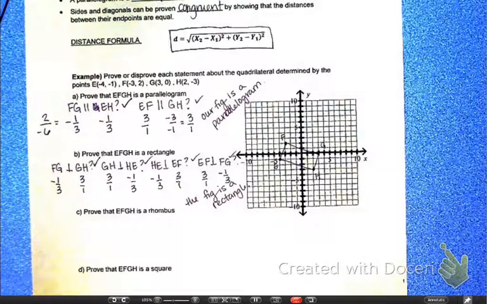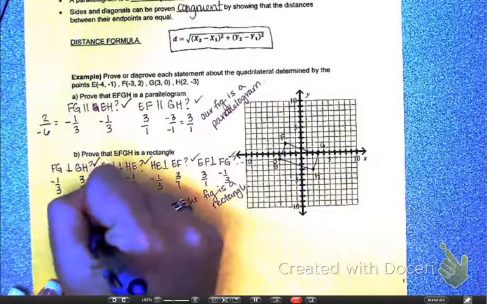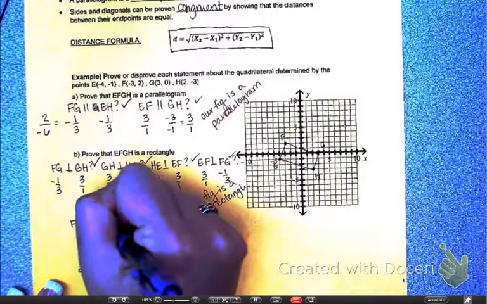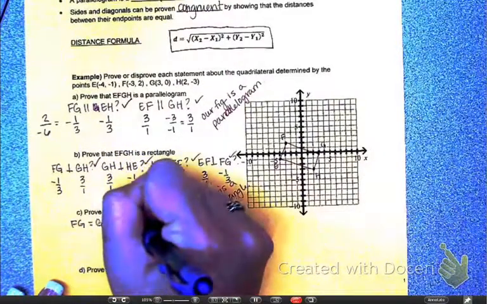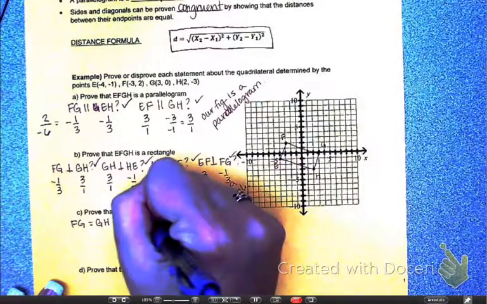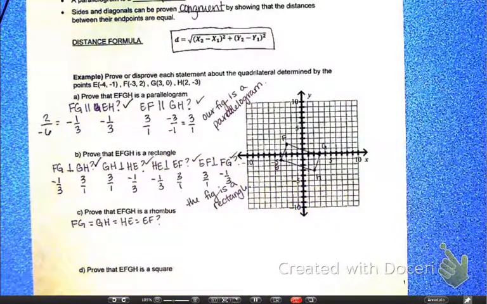The distance formula. Okay, so here's what I need to show. I need to show that FG is equal to GH, which is equal to HE, which is equal to EF. I need to show all four sides equal each other. Now, if you look at that figure, what would your assumption be? Are all four sides equal? No, probably not. But you can't just say that. We actually have to show it.